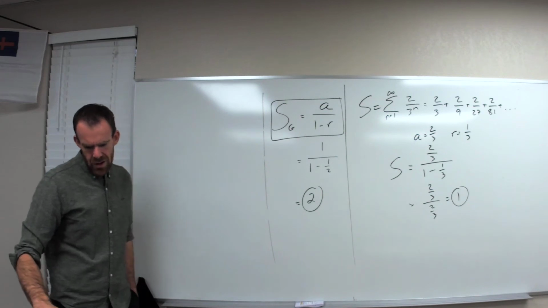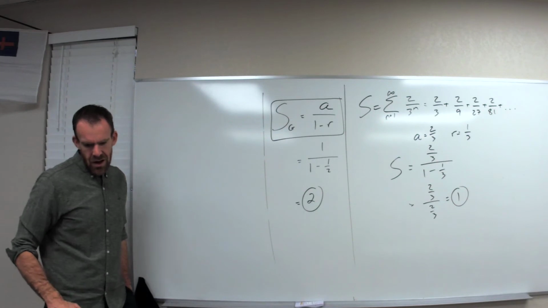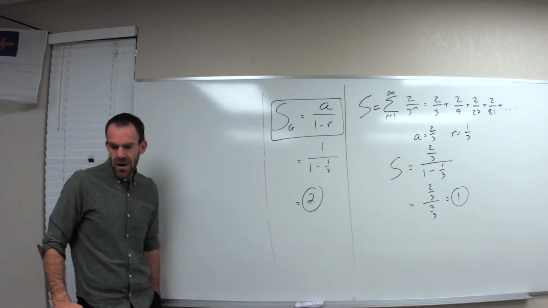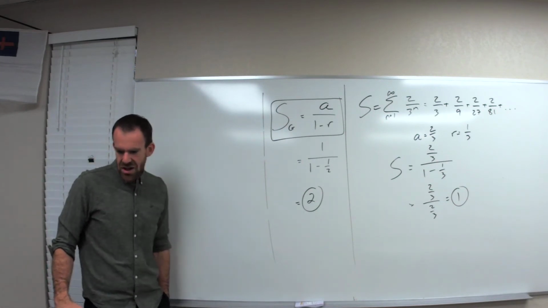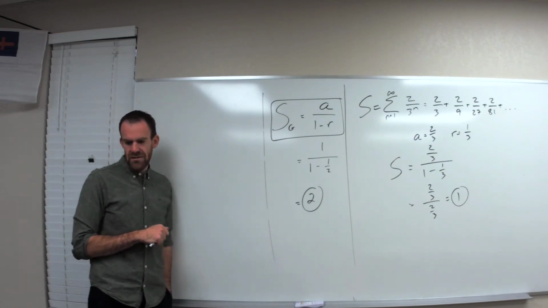Now, let's talk about some of these problems. A basketball is dropped from a height of 10 feet. Each time the ball hits the floor, it rebounds to a height of 9/10 its previous fall.